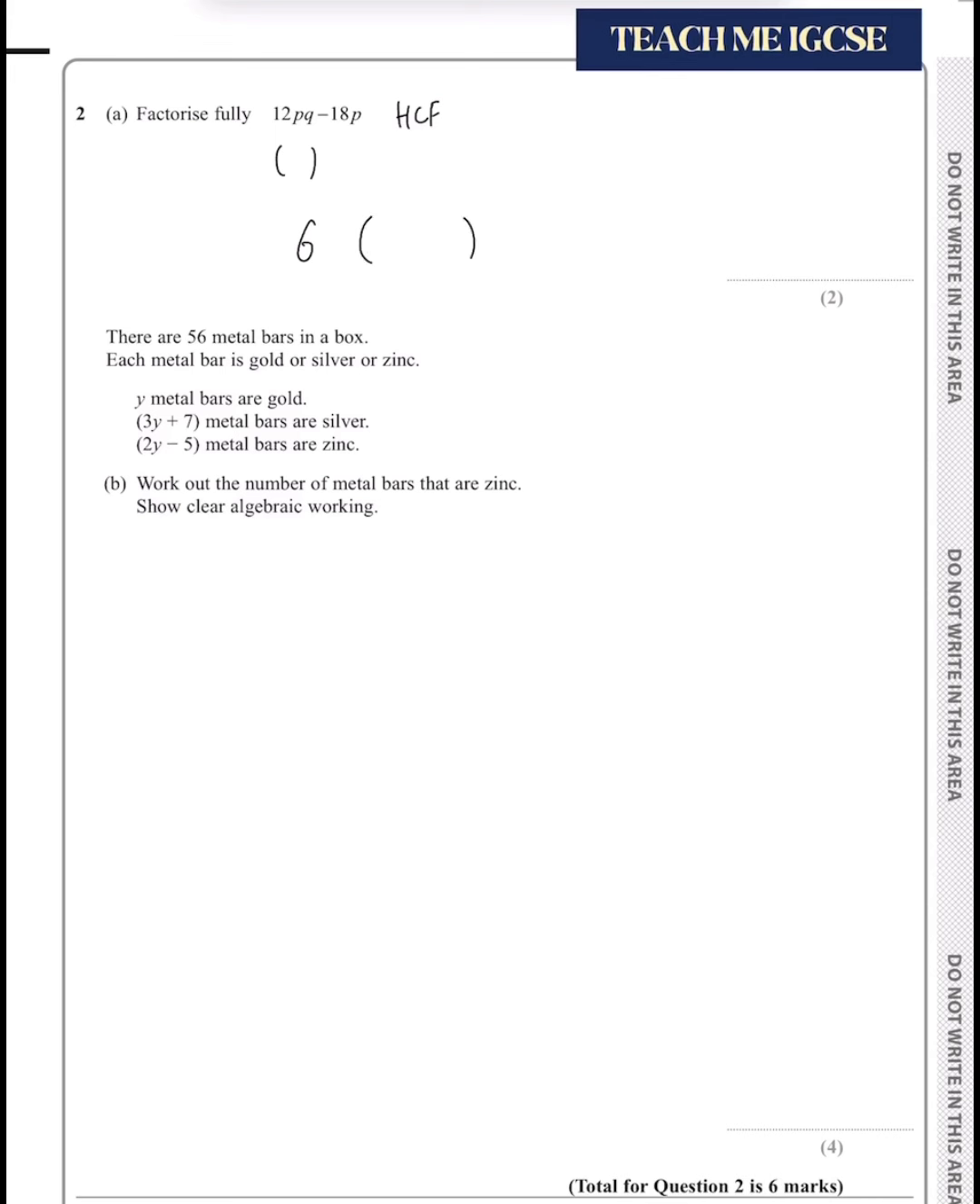Another common value between 12pq and 18p is p, so we'll have 6p outside of the bracket. And inside the bracket, we'll just need 6p multiplied by 2q to get our first value, 12pq. And to get minus 18p, we need to multiply 6p by minus 3. So it will be 6p and then in brackets 2q minus 3.